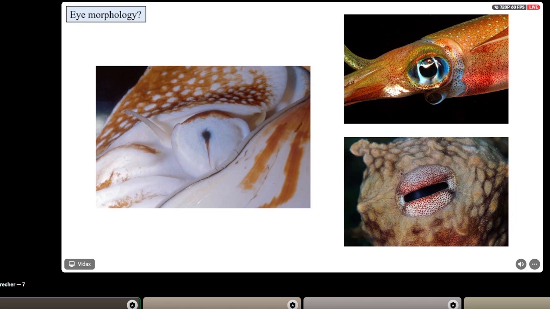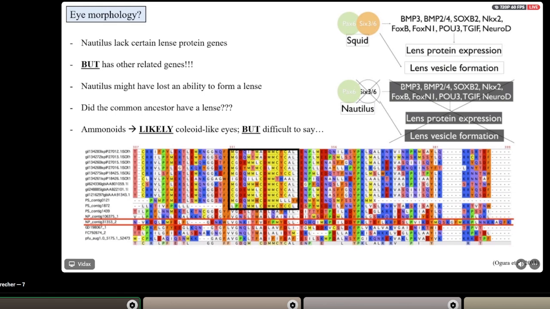What are the eyes like? The Nautilus has an eye that's very simple, just an opening in its eye, and the coleoids have a lens, so a very tetrapod or vertebrate-like eye. We know that Nautiluses, however, don't have a lens, and it is not clear if that was lost through evolution or if that is what the ancestral eye looked like. So ammonites probably had a coleoid-like eye, but we don't really know. It's a bit of a thing that is still under research, let's say.